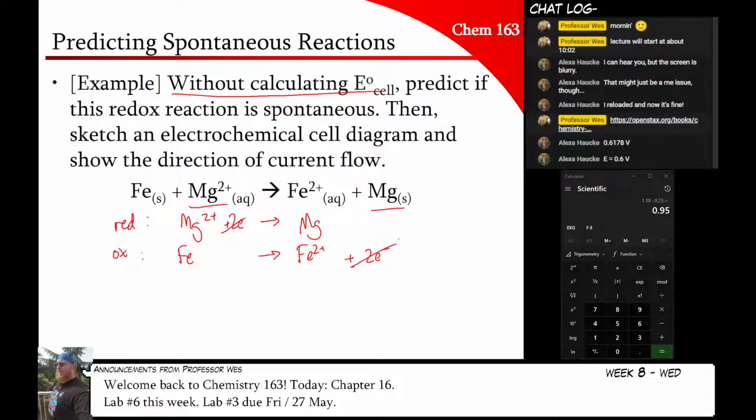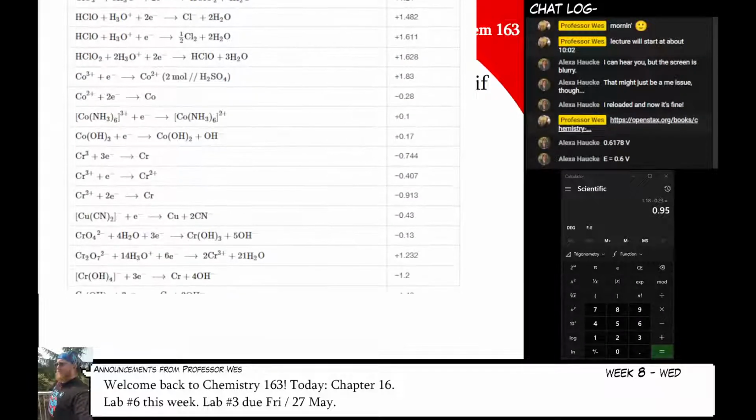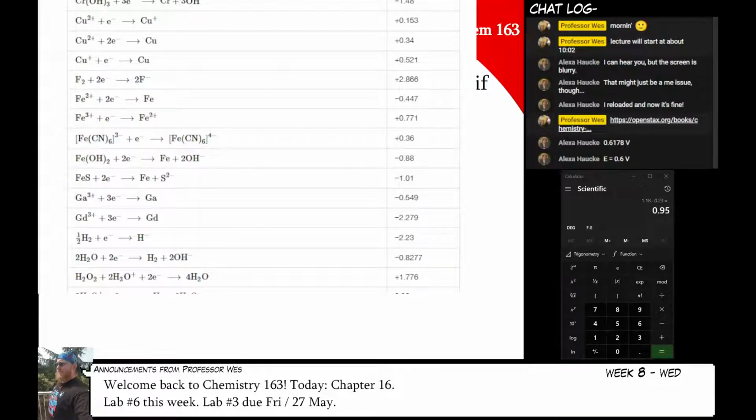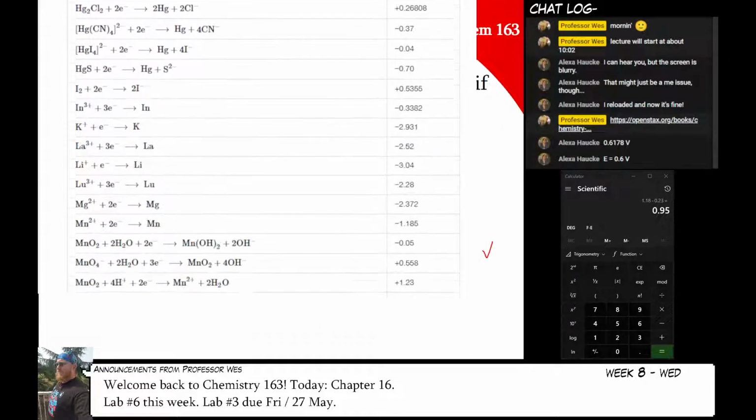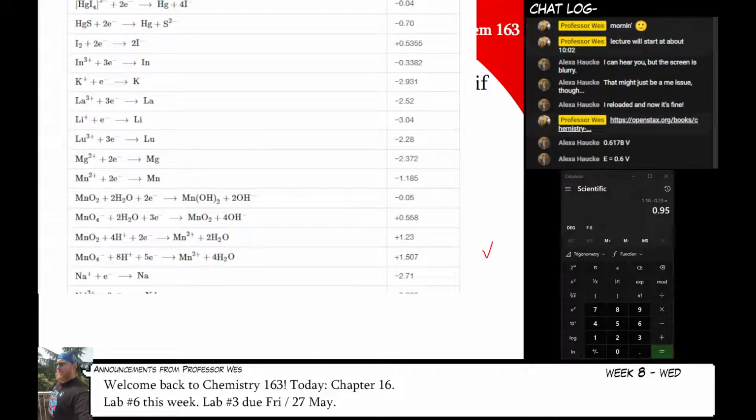Alright, so this all checks out. Let's go look up the standard reduction potential for these things. So we got, let's see here. There's iron. I want iron 2. So iron 2 is negative 0.447? I can't read the number because it's so small. Okay. Then we got to look for magnesium. Hold on. Sorry. I scrolled on the wrong thing. Magnesium is, wow, it's negative 2.372.